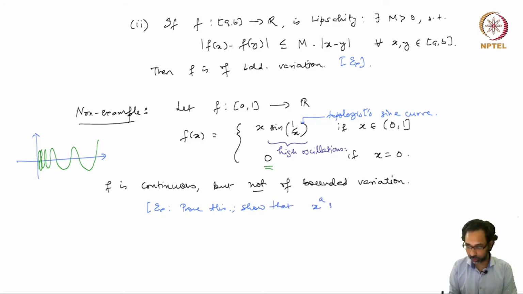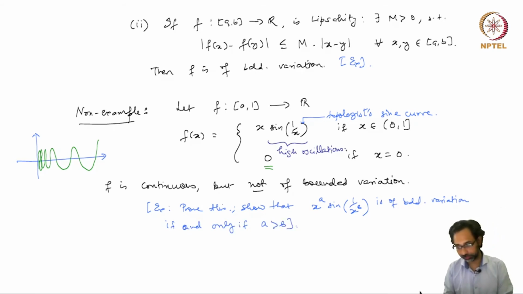x to the power a sin(1/x to the power b) is of bounded variation if and only if a is greater than b, and I should add here that both are taken positive. So, it is of bounded variation if and only if a is strictly greater than b, and both are positive.